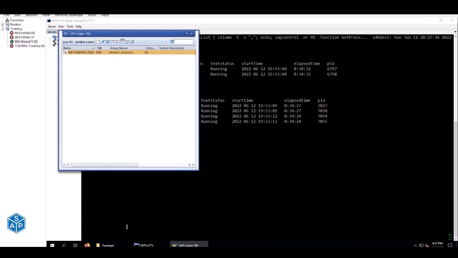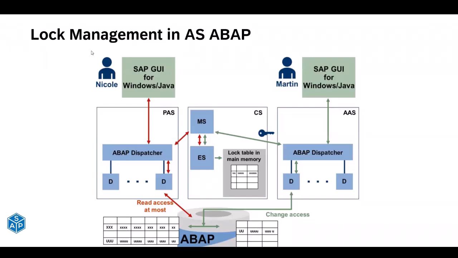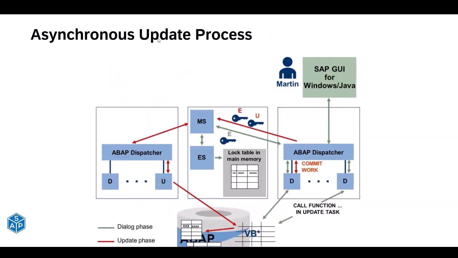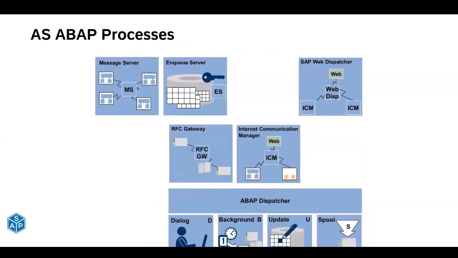So here it is. Let me again come back to the PPT. So are we clear with this concept of lock management? What happens in a lock management? Okay. So coming back to the previous screen. So till now we have taken up two processes over here. One is your message server, and the second is your enqueue server. We are through with these two processes.